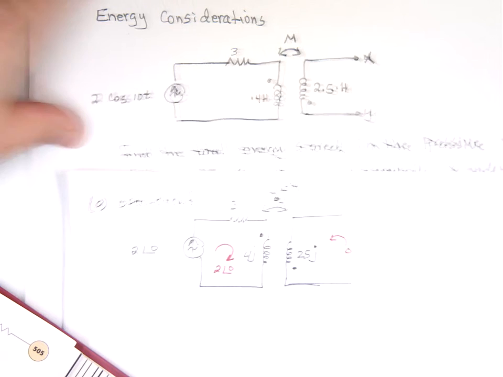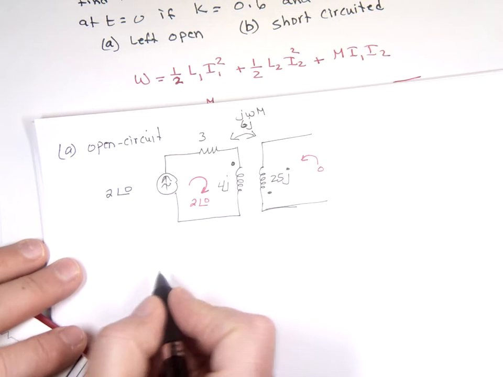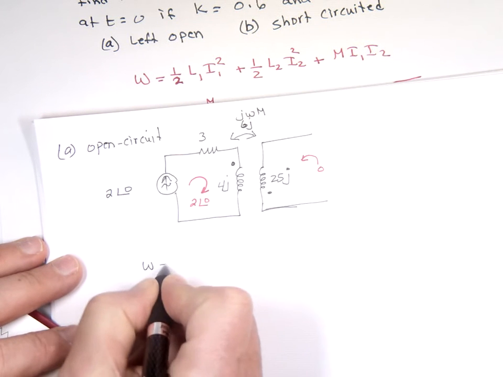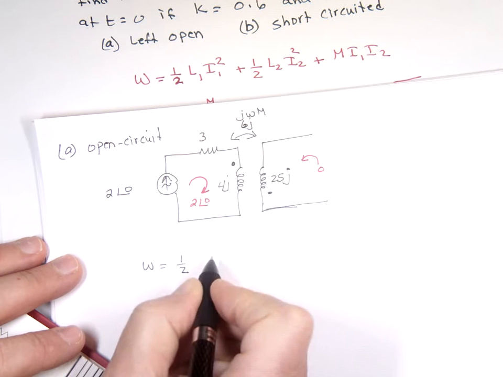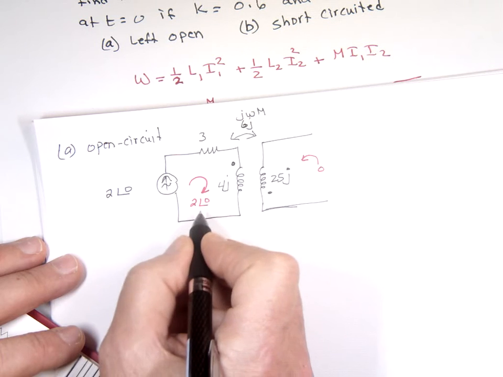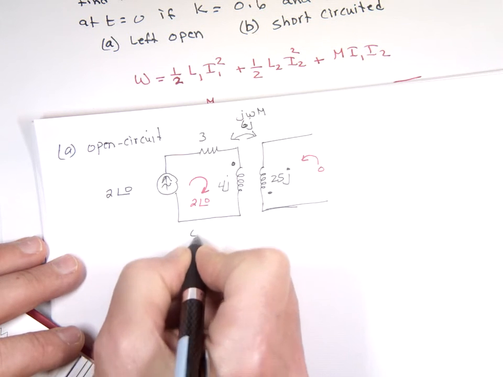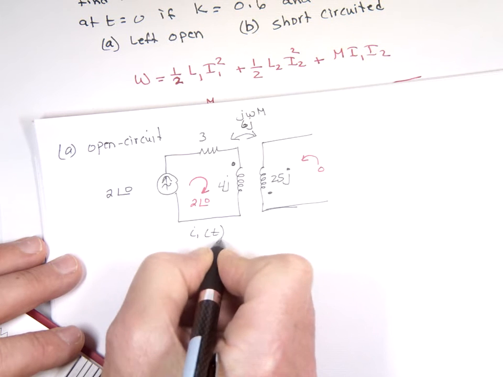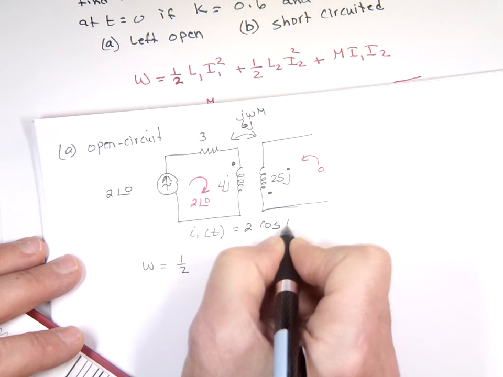So if you go to your equation here and plug them in, energy is what? 1/2 L1, I sub 1. Well, we know what I sub 1 is as a function of time. So I sub 1 as a function of time is going to be what? 2 cosine 10t.